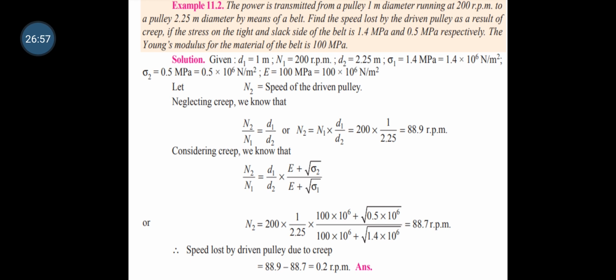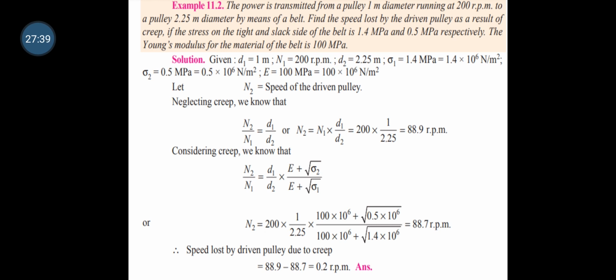Solution. Write the given details. The diameter 1 and diameter 2, stresses and Young's modulus are the given values. Let n2 be the speed of the driven pulley. Neglecting the creep, we know that n2 divided by n1 is equal to d1 divided by d2. Rewriting this formula, n2 is equal to n1 into d1 divided by d2. Substituting these values, we find n2, the speed of the driven pulley, is 88.9 rpm.